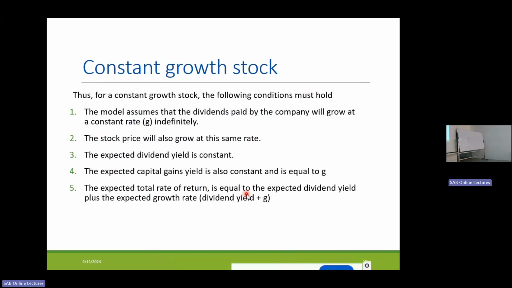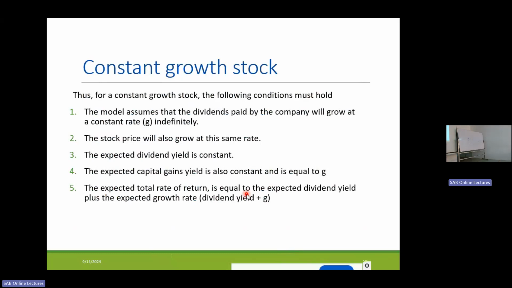When we assume there is constant growth in dividend, it implies that the market price, the stock price appreciation, is also at the same rate. And the expected dividend yield is constant. If the market price of the share is growing at a constant rate, then the dividend yield is also constant. How do we calculate dividend yield? Dividend yield is equal to dividend per share divided by market price per share. If the market price per share is increasing at a constant rate, and the dividend of the company is also increasing at a constant rate, then the dividend yield is also stable.